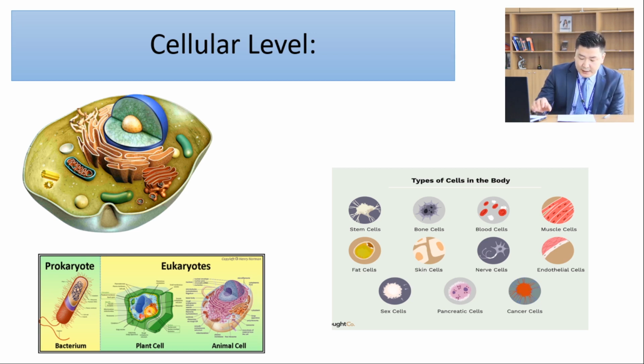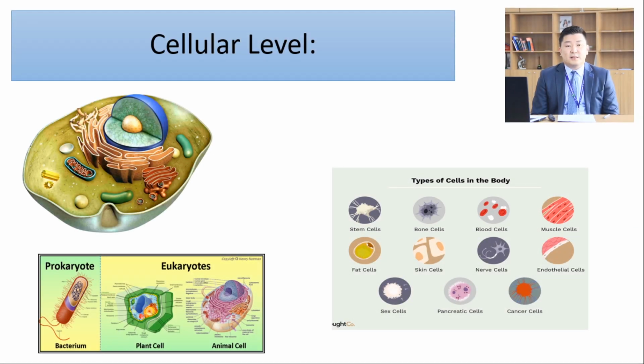There are many different types of cell in the human body. As you can see in this slide, they are bone cells, blood cells, muscle cells, fat cells, and etc. For example, blood cells, there are 3 different blood cells: white blood cell, red blood cell, and platelets. Red blood cells carry oxygen in the circulatory system. White blood cells, they fight against pathogens. Platelets, they act as a blood clotting agents.